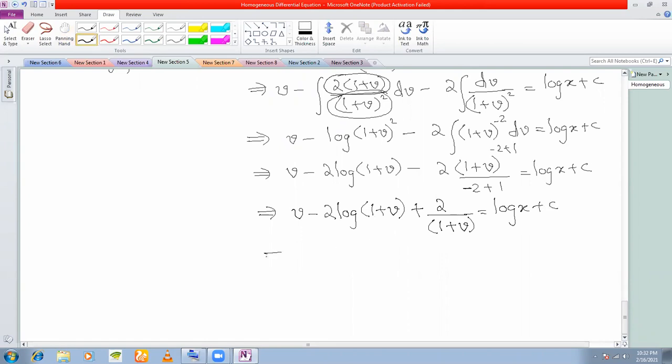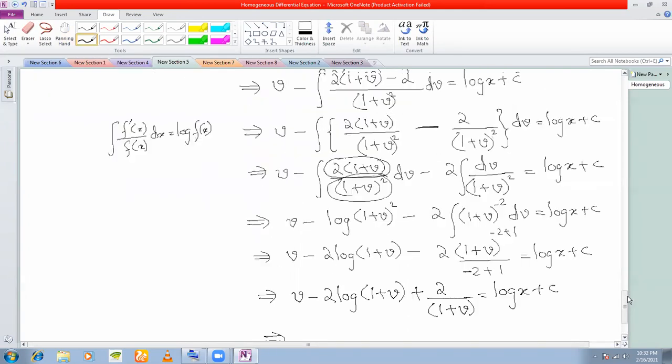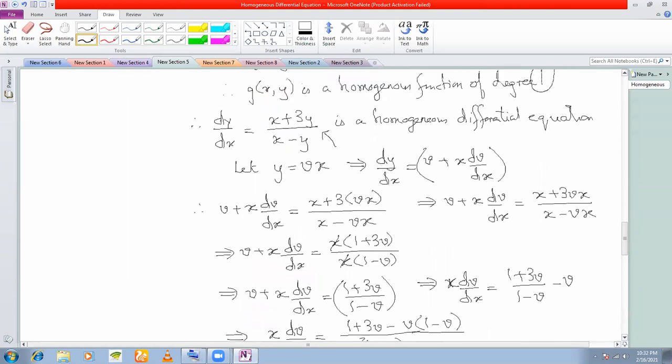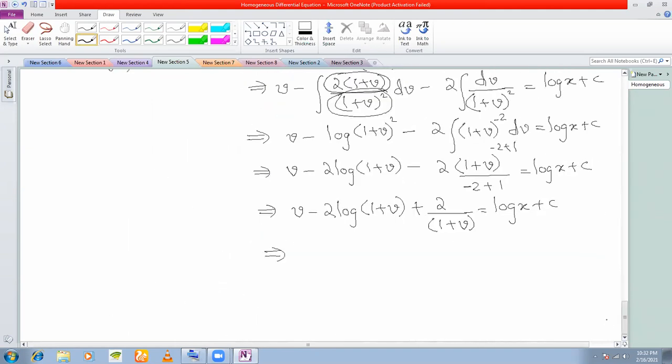Now put the value of v. What have we taken? y is equal to vx, right? We had taken y is equal to vx. That means what is v here? v must be equal to y by x, right? So we put it here. So y by x minus twice log 1 plus y by x, plus twice of 1 plus y by x is equal to log x plus c.